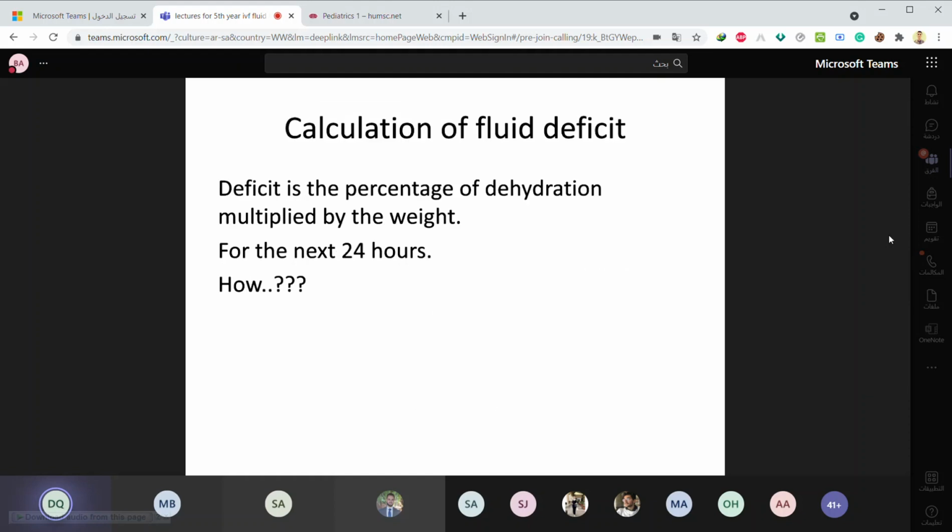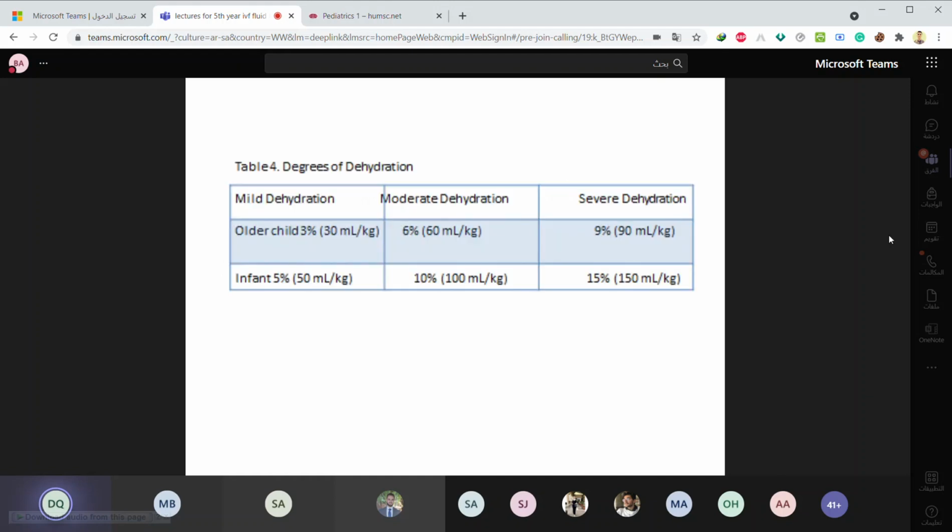Then you have to calculate the fluid deficit, which is the percentage of dehydration multiplied by the weight, and you give it over the next 24 hours. How do we calculate it? We have this table: mild, moderate, and severe dehydration in older children and in infants. In older children, we give 3% for mild, 6% for moderate, and 9% for severe dehydration. In infants, it will be 5% for mild, 10% for moderate, and 15% for severe.